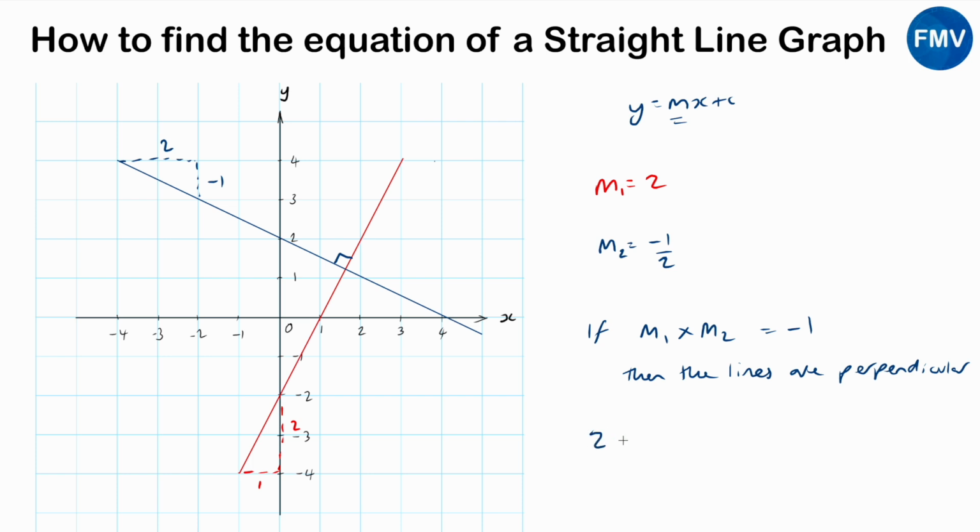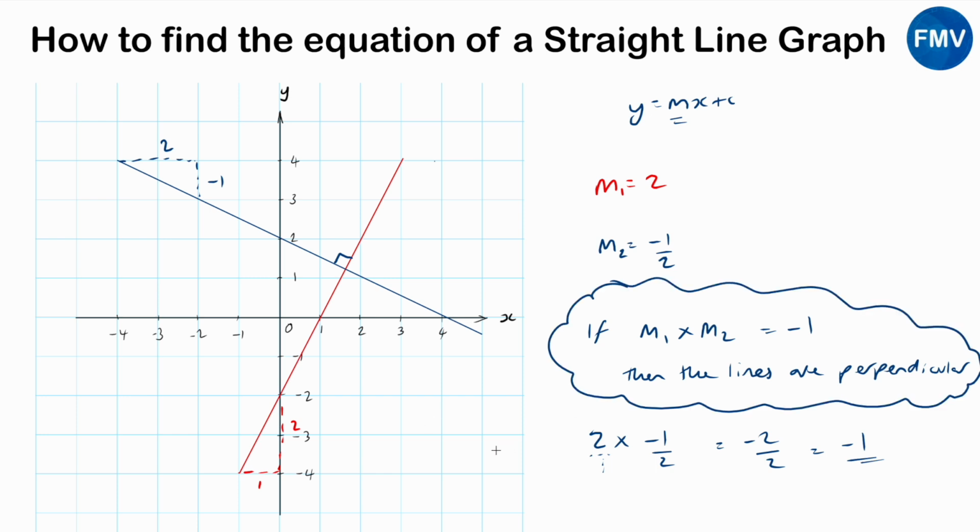So m1 is 2. We're going to multiply that by minus a half. 2 times minus 1 is minus 2. We've got an invisible denominator of 1 here, so 1 times 2 is 2. 2 divided by 2 is 1, and we're left with minus 1. So they are perpendicular. The key message here is the product of the gradients of perpendicular lines is equal to minus 1. Best to remember that one.